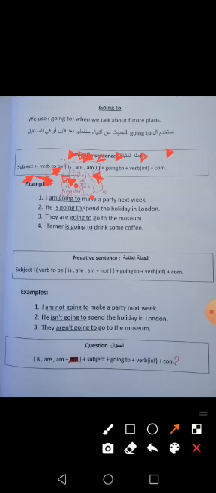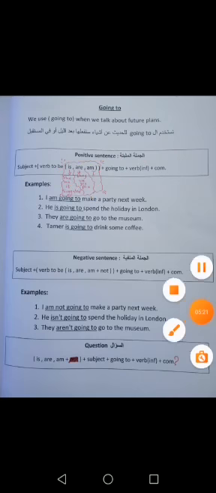So the last one, when to use am. If the subject is I, you have to use am. Okay? Then going to verb infinitive. What does verb infinitive mean? Verb infinitive means فعل مجرد خالي من أي زيادة. Then the complement. So let us have examples.